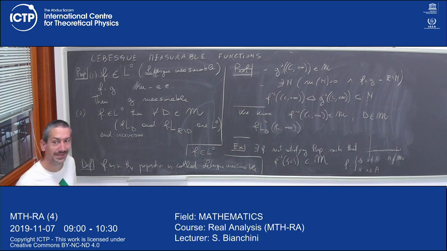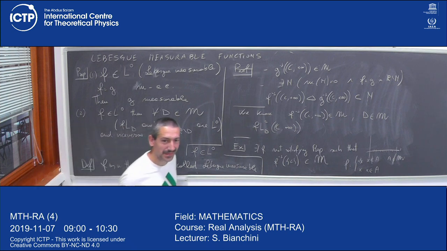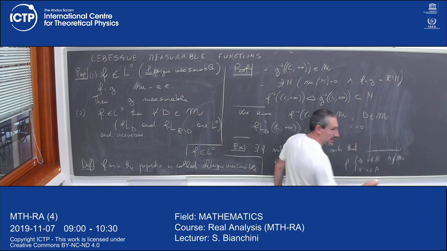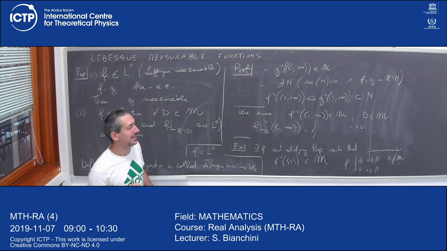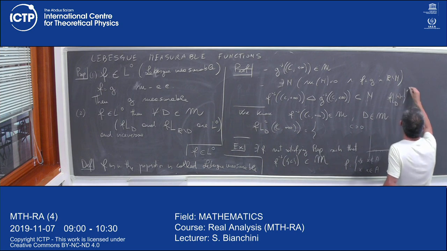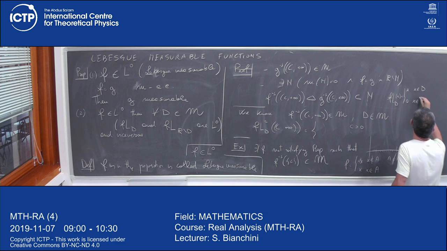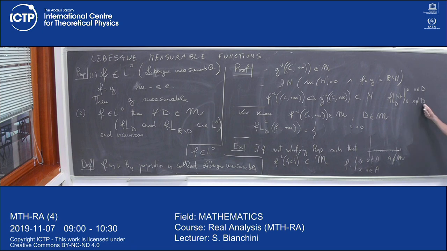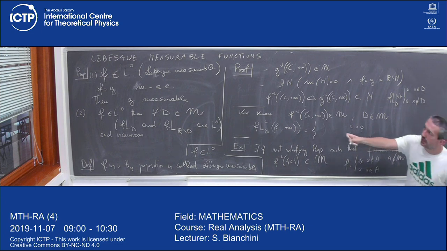The intersection, if c is greater than 0. Otherwise, let's see. If c is greater than 0, it is the intersection. Why? Because this function is x if x belongs to D, 0 if x does not belong to D. So let's compute the inverse of this open set. If c is greater than 0, where is the set where f restricted to D is greater than 0? It cannot be outside D because it's 0. So it can be in D, and actually it's also in the set where f is larger than c.